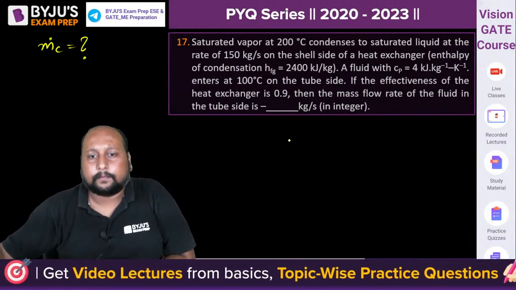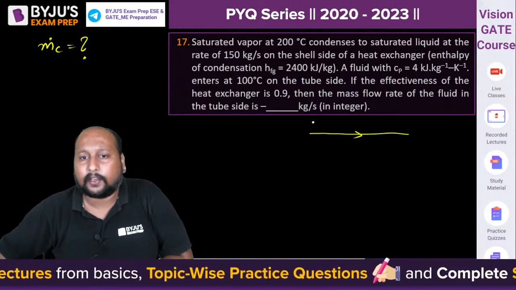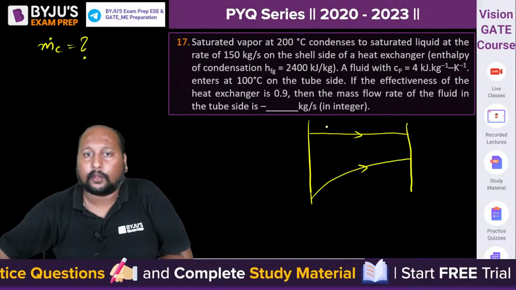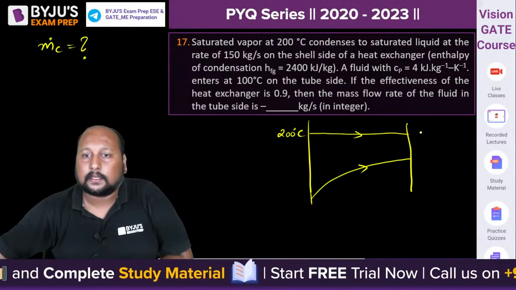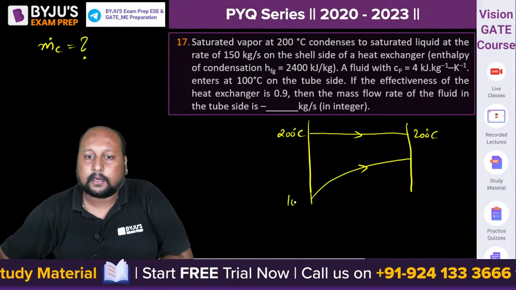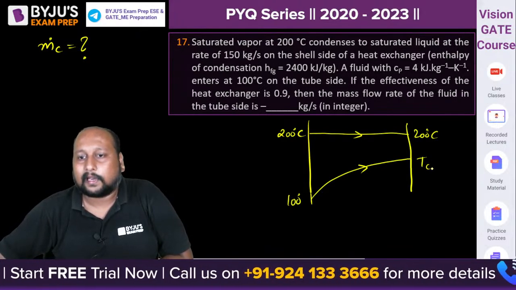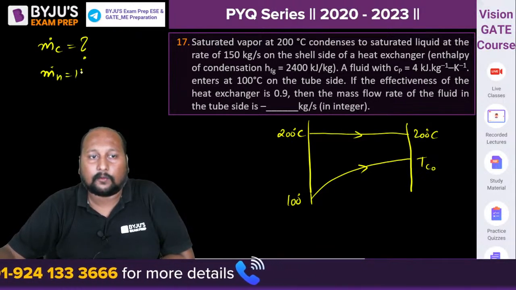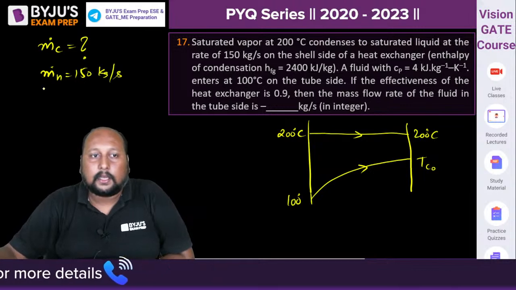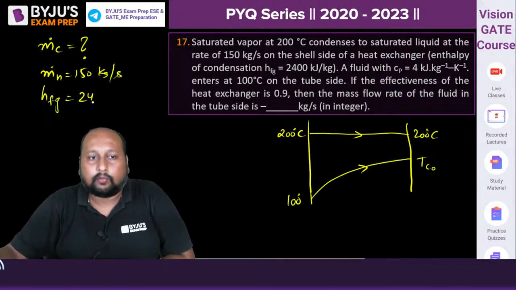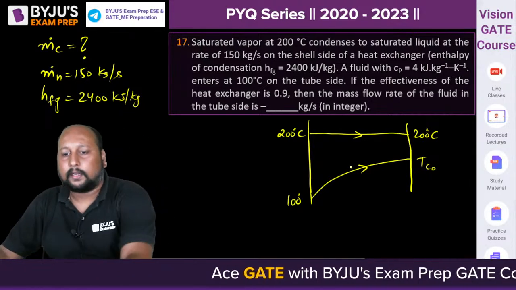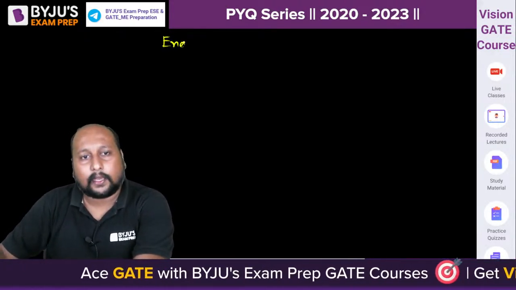So it is something like this. Condensation, hot fluid is undergoing a phase change phenomena. Okay, something like this. This is the process going on. This is 200 degrees Celsius. This is 200 degrees Celsius. This is 100 degrees Celsius. This we don't know. We can calculate this. Mass flow rate of the hot fluid is given as 150 kg per second. HFG is equal to 2400 kilojoule per kg, right? And we can calculate the value of T outlet, है ना? We can use energy balance.